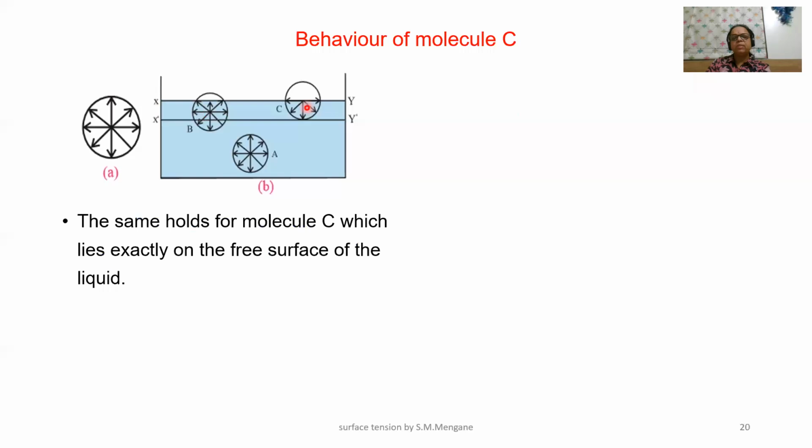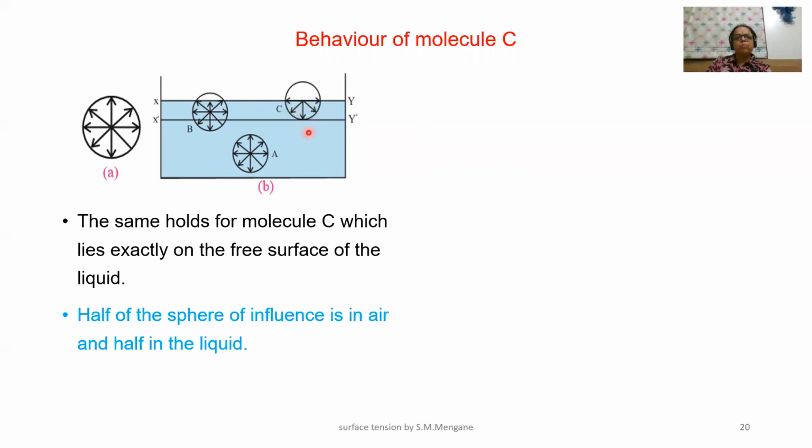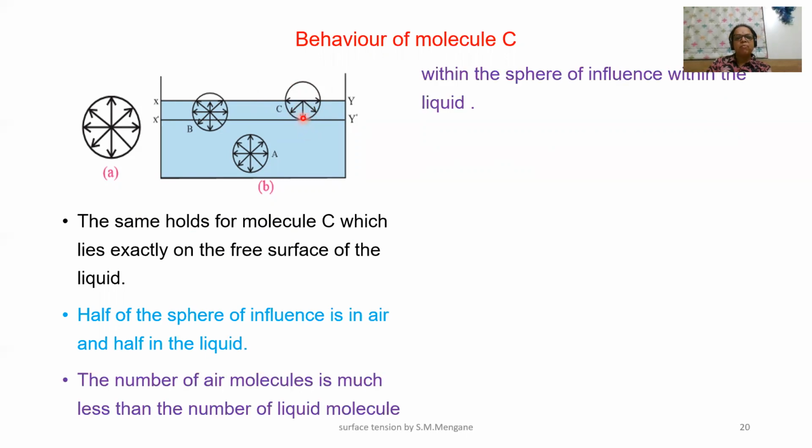Now what about C? Now C is on the surface of the liquid, on the free surface of the liquid. Taking radius equal to the range of molecular force and molecule C at the center, we can draw an imaginary sphere. We can draw a sphere of influence like this. The sphere of influence of the molecule is half in air and half in liquid.